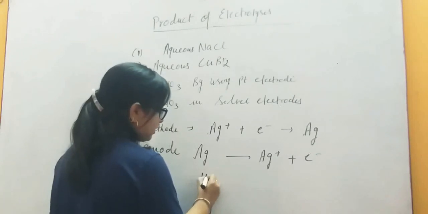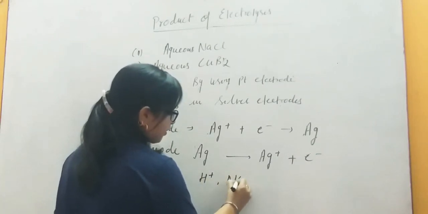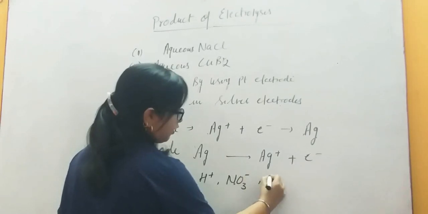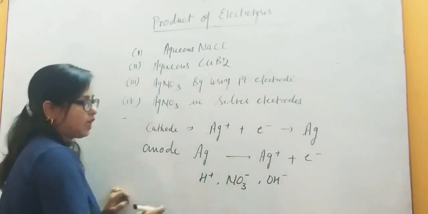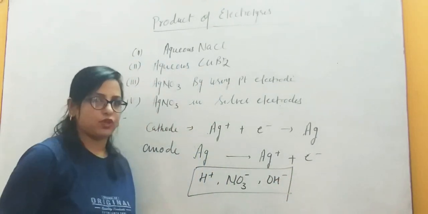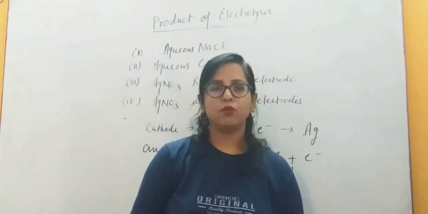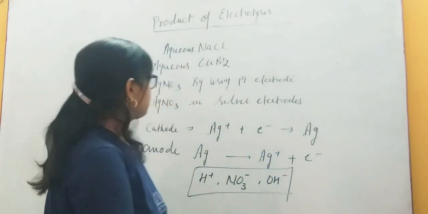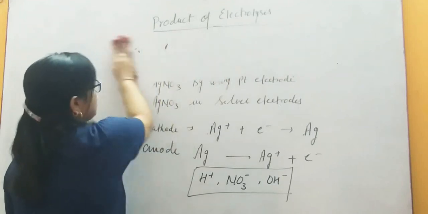So the remaining ions are H plus, nitrate ion and OH minus ion. These are non-reactive ions in case of AgNO3. Now I will explain a different kind of example. It is very important in case of board examinations.